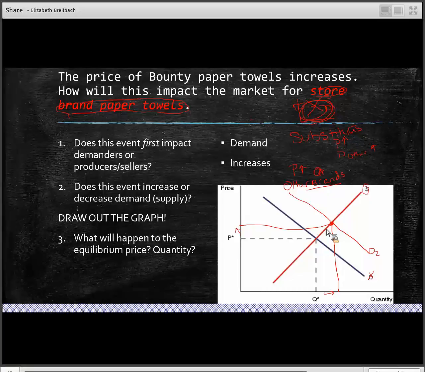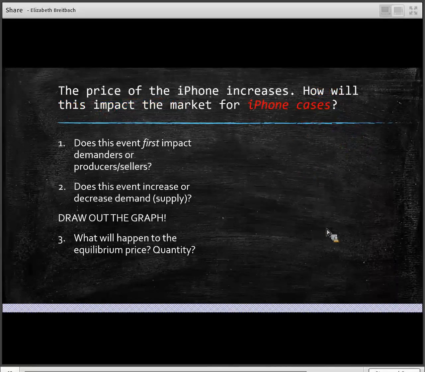All right, let's look at the opposite event. The price of iPhones increases. How will this impact the market for iPhone cases? So we're not talking about iPhones again. iPhones, what we see is just an increase in price, and we're going to move along that existing supply and demand curve. We're going to be up here for whatever reason, and that's not going to be the case. But what we really want to focus on is, what about those iPhone cases?